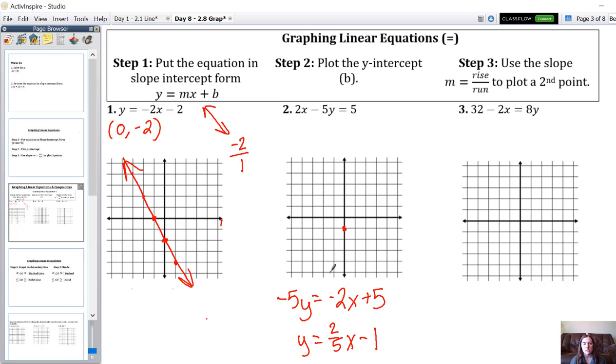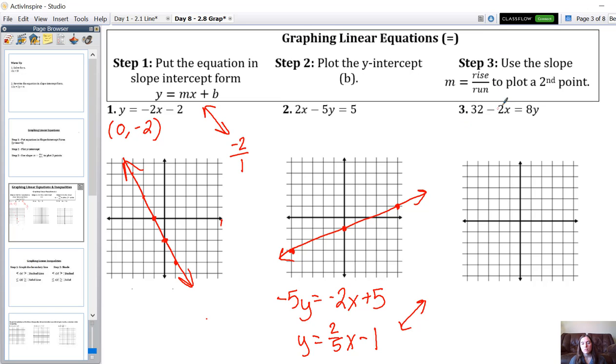Then our slope this time is positive, so it's going to be going in the direction from the bottom left to the top right. We're going to be going up 2 and to the right 5, or down 2 and to the left 5. So up 2, to the right 1, 2, 3, 4, 5. There's another point. Or down 2 and to the left 1, 2, 3, 4, 5. There's no more room to plot anything else, so I'm going to go ahead and graph this one. And there is that line.